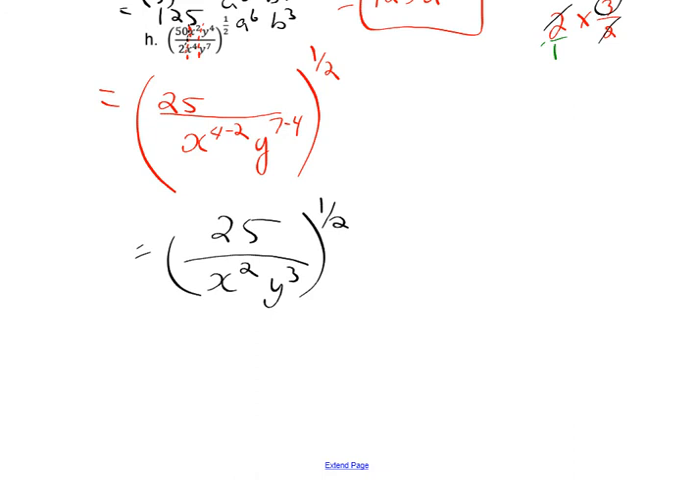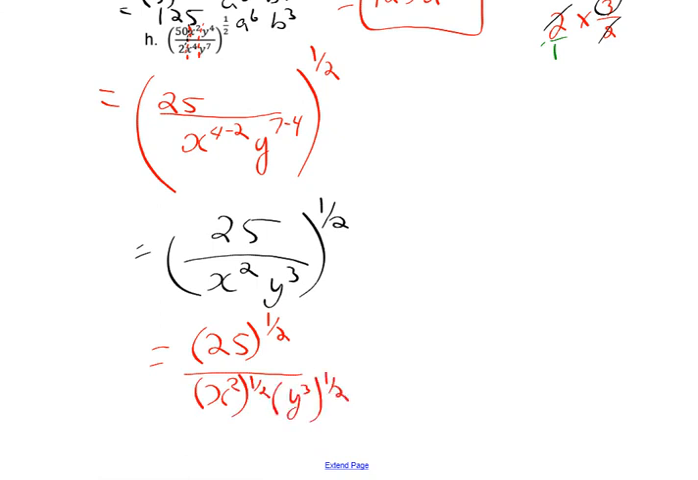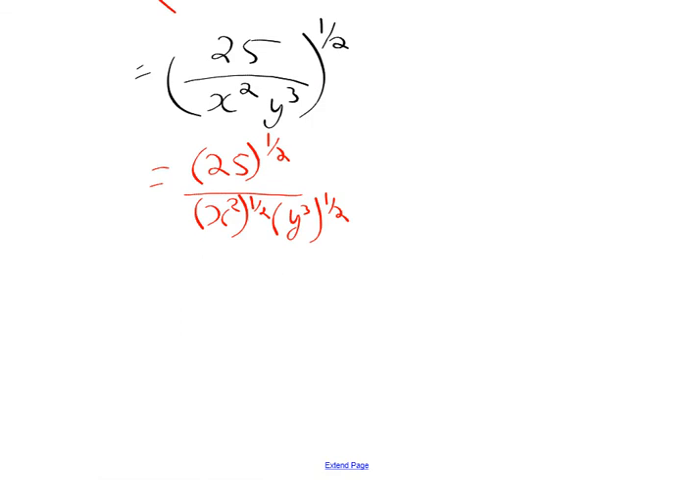We're going to bring that exponent into all 3 parts now. Apply it in. We got 25 to the 1/2. We've got x squared to the 1/2. We've got y cubed to the 1/2. 1/2 again means square root. If you have a number, take the square root of it. If you have a variable, just work with the exponents.